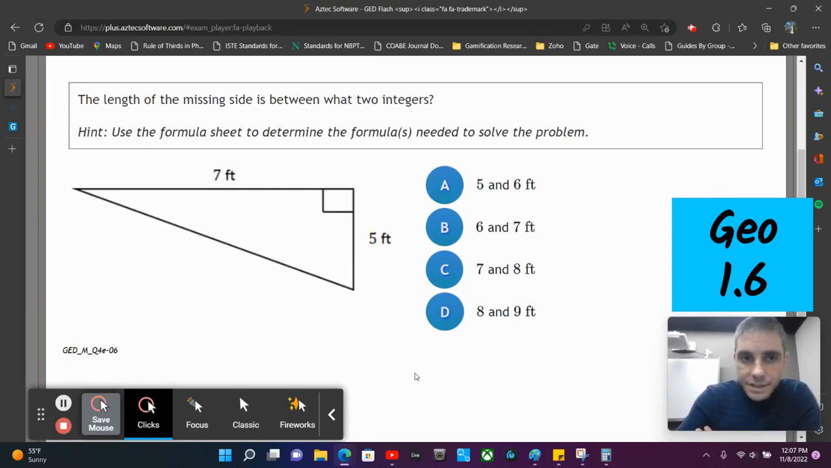The length of the missing side is between what 2 integers? Then they give us the shape of a triangle that has a right angle in it. As I mentioned at the beginning of the video when I was reviewing the formula sheet, there's one formula that's tucked away under the algebra section that is used specifically in a scenario like this, where we have a triangle with a right angle in it. 2 of the side lengths are provided and the third side length is missing, called the Pythagorean theorem. Let's head to the formula sheet again to take another look at that.